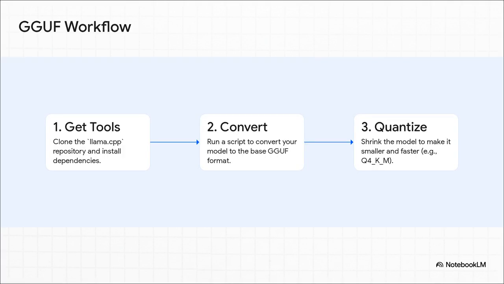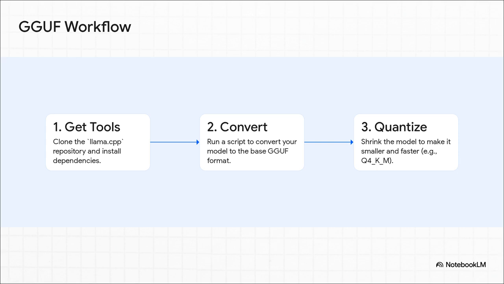So, how do you actually use it? It's basically a three-step recipe. You grab the tools, you run a script to convert the model, but then here comes the really cool part. You quantize it. Now, quantization is a fancy word for a process that basically shrinks the model's weights down, making the file way smaller and way faster to run. And honestly, most of the time you barely even notice a difference in quality.